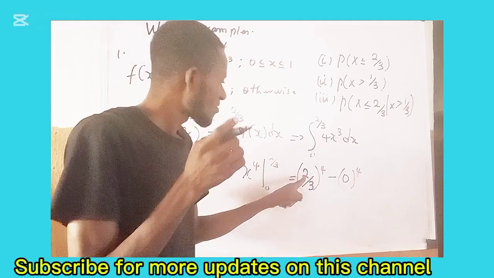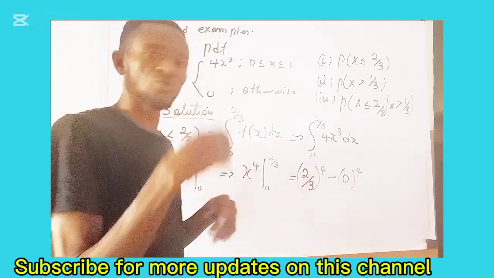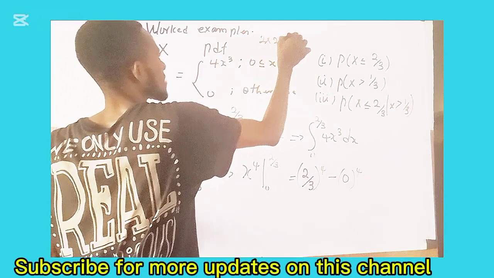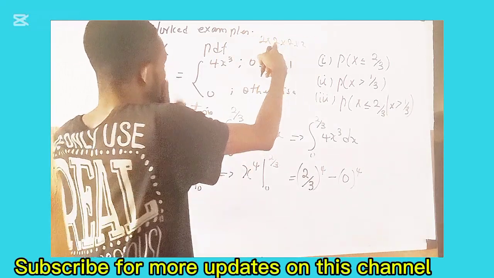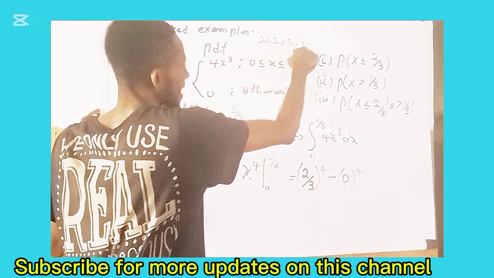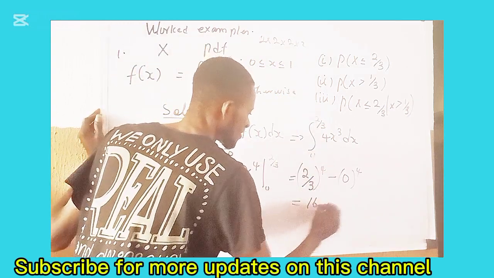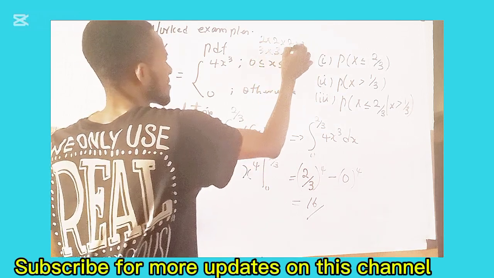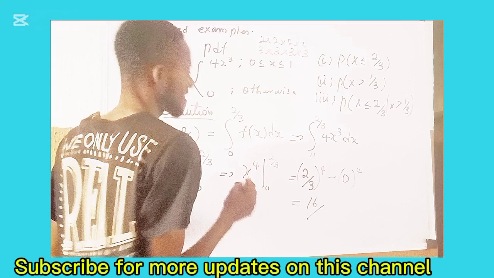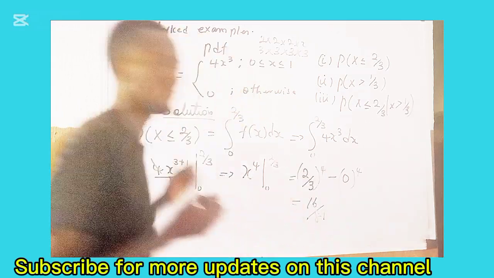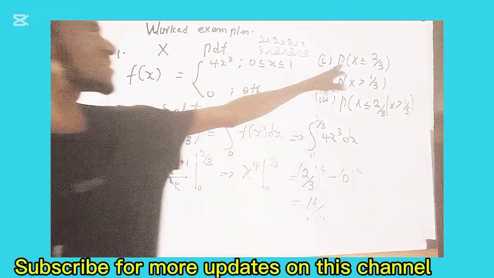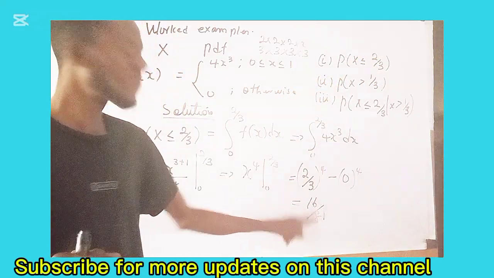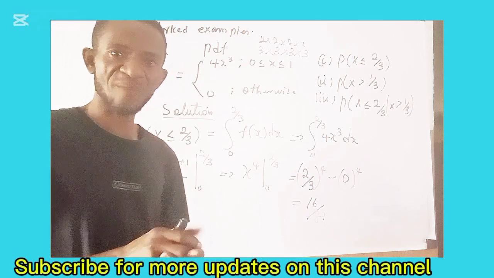And then 2 raised to power 4 means 2 times 2 times 2 times 2. 2 times 2 is 4, times 2 is 8, times 2 is 16. So this becomes 16 all over 3 raised to power 4, which means 3 times 3 is 9, times 3 is 27, times 3 is 81. So the probability that x is less than or equal to 2 over 3 is 16 over 81. That is the probability.